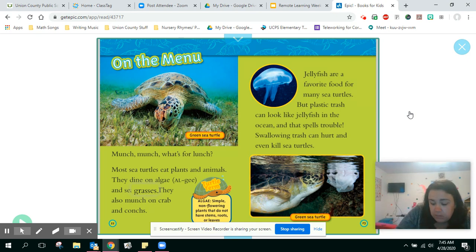Trash can hurt or kill sea turtles. Well, you know me, I'm an animal lover, and especially these sweet little sea turtles. Why would the author tell me that trash can hurt or kill sea turtles? I'm going to have to keep reading to find out.